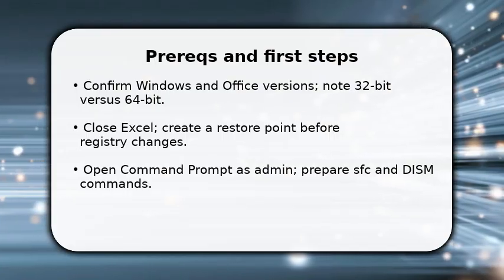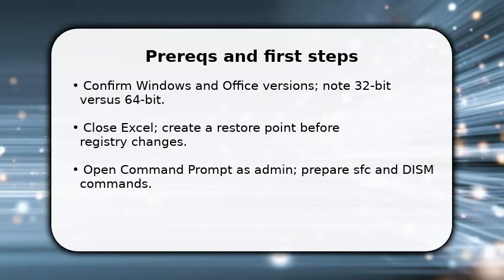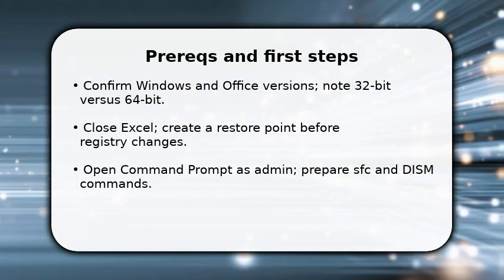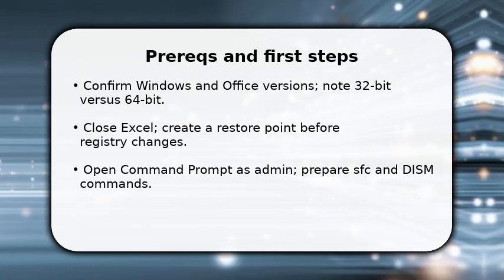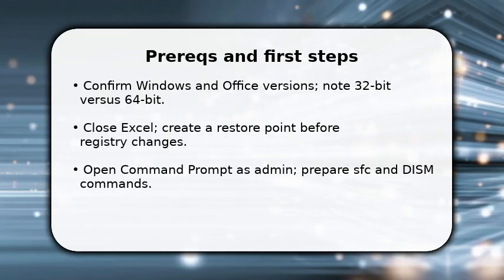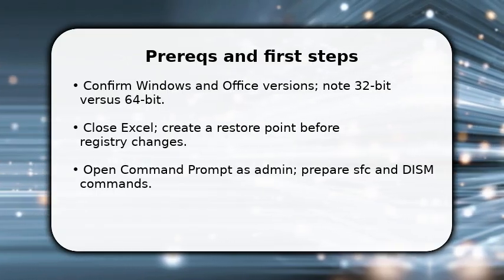You'll start by verifying versions because the fix differs for 32-bit versus 64-bit installs. Once done, close Excel and create a system restore point so you can roll back if needed. Now open Command Prompt as administrator. You'll run system file checks and image repairs.